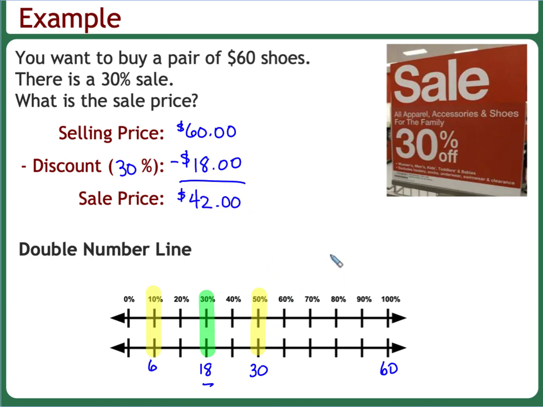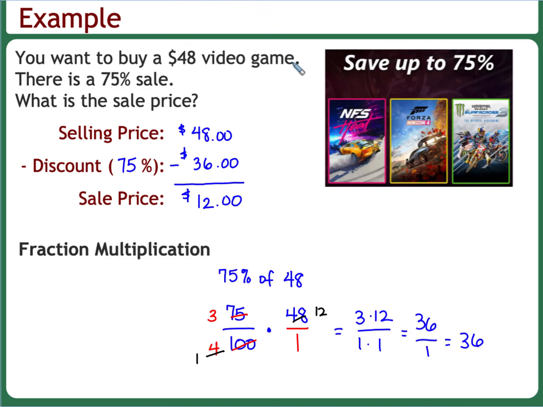All right, so here's another example. I've already done all the work, but another example for you to look at. So this time we want a $48 video game. It's on sale for 75% off. What's the sale price? So we want 75% of 48. So 75 over 100 simplified is 3 over 4 times 48. The 4 and 48 simplified, and we get a discount of $36. So we would only pay $12 for that video game.